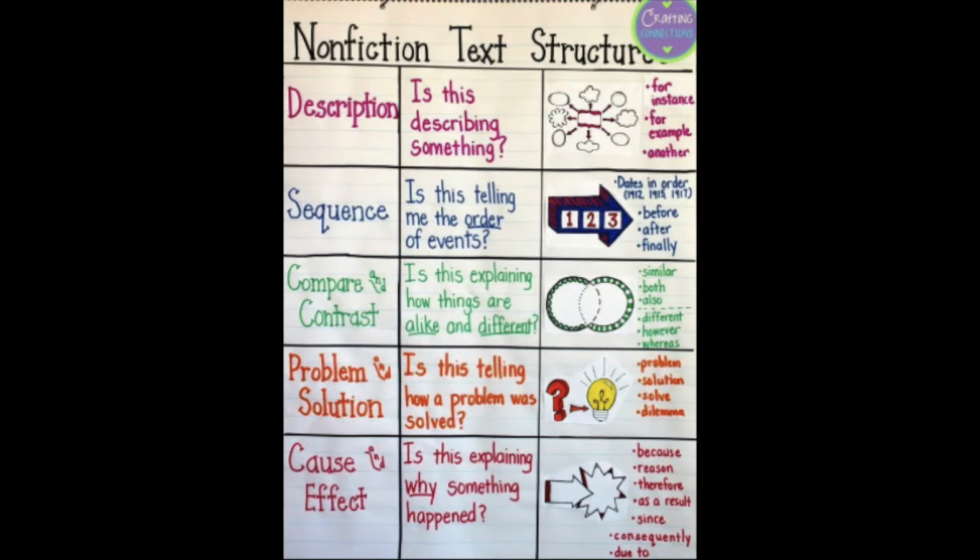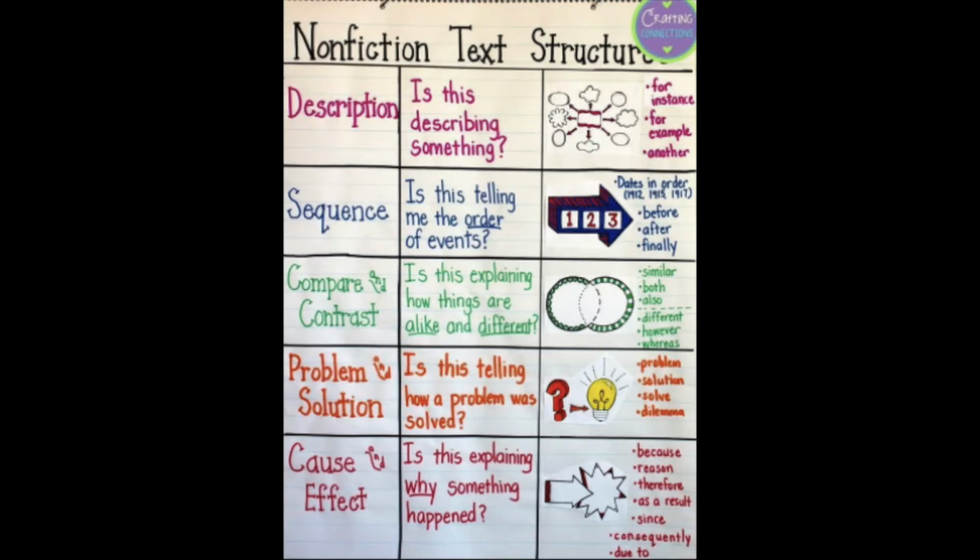The third text structure is compare and contrast, and this is explaining how things are alike and how they are different. So I know last week I asked you to tell me some things that were the same and things that were different between the life cycle of a plant and the life cycle of a butterfly. So I was having you compare and contrast. So sometimes authors will do this when telling nonfiction stories.